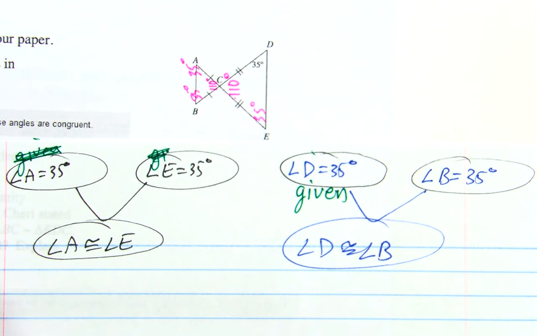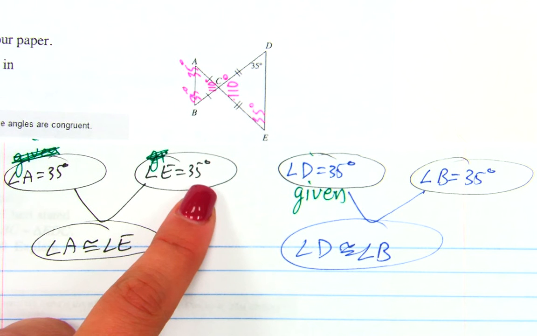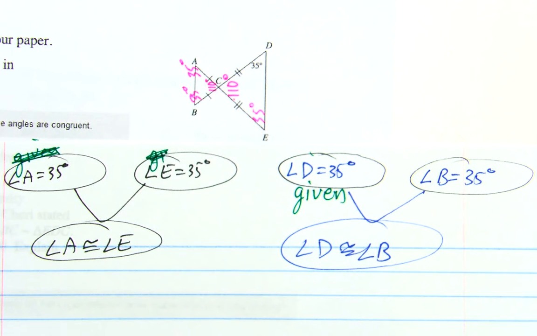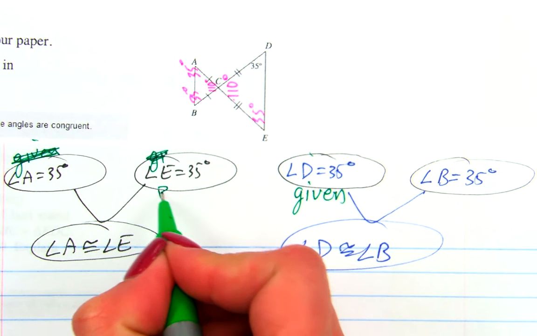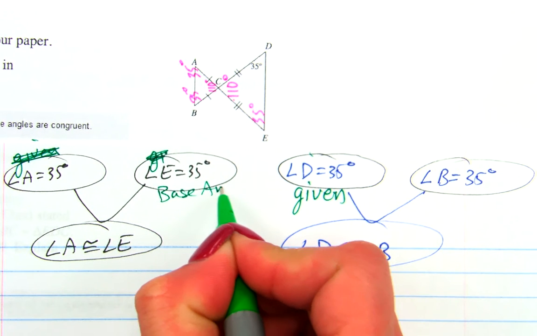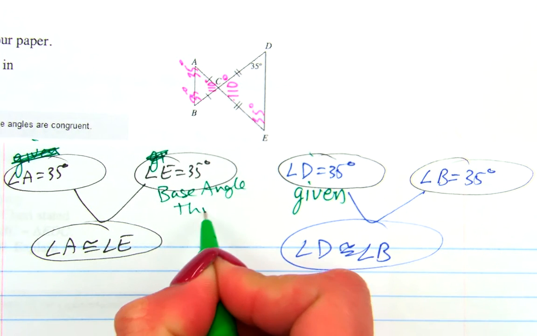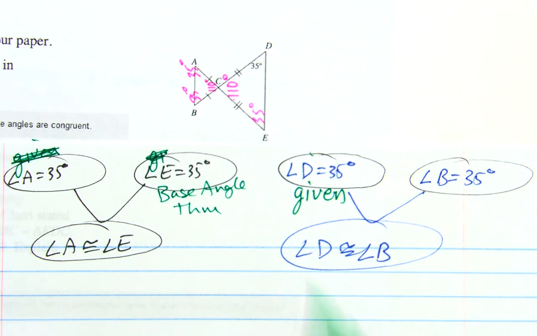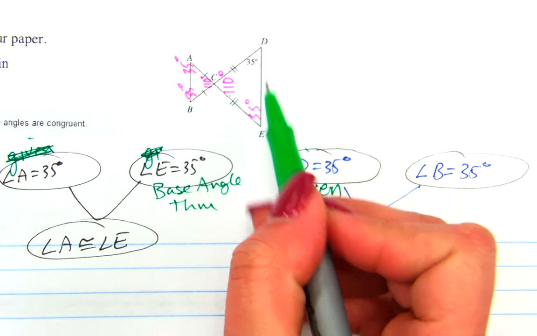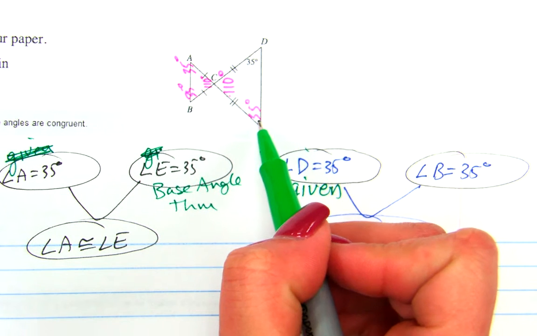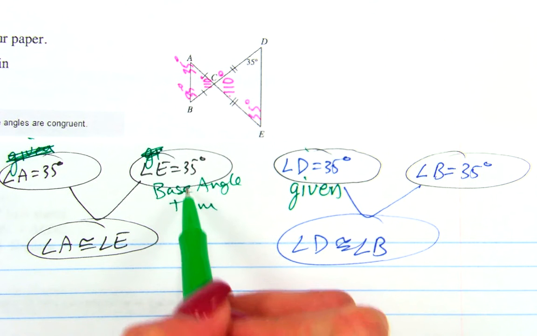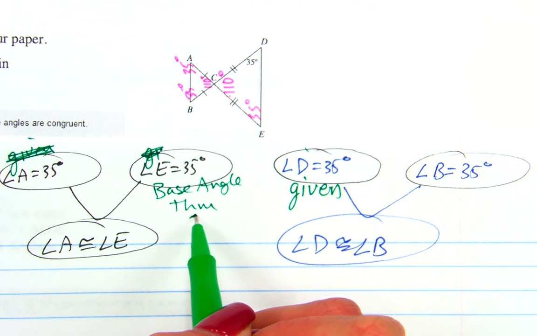You had to find the rest of them, and you did that by remembering that angle E was also 35 because of base angles, right? So I'm going to say, well, based on the base angles theorem, because you knew, since this was an isosceles triangle, that angle D and angle E had to be the same. So you put 35 degrees down, you have to give me another reason other than given, and the reason was because of base angles theorem.